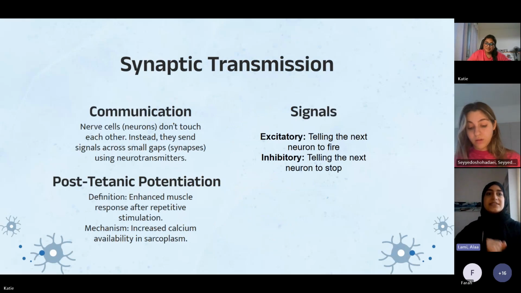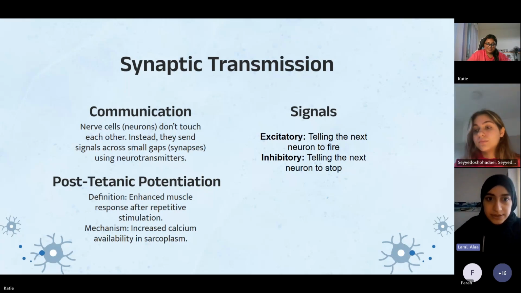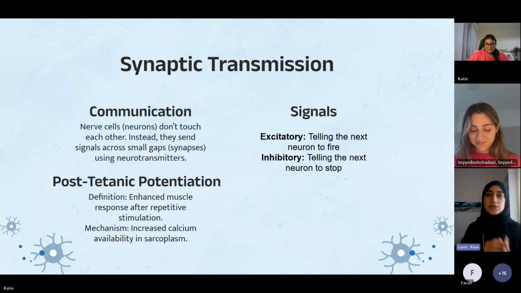All right. So synaptic transmission, Katie and Tandis already described this as well, but I'll read again just as a quick recap in simpler terms. Neurons, obviously, are not in direct contact, but they send signals across synapses, which are small gaps, and the signals are transmitted through neurotransmitters. The signals are either excitatory or inhibitory, which is self-explanatory, I think.